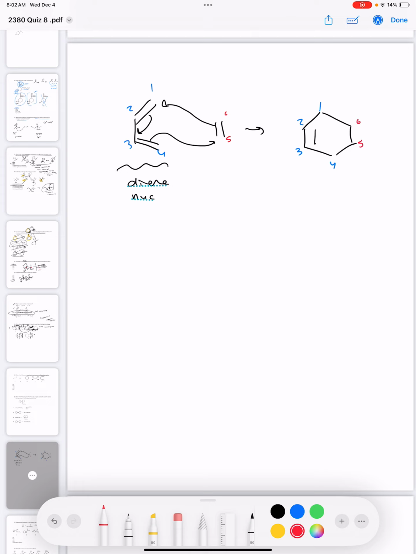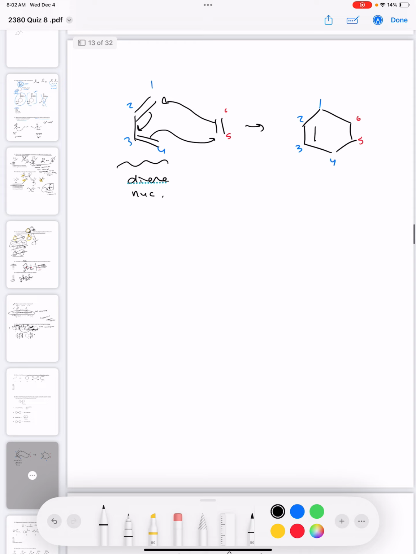That helps me just keep track of what's going on. So since this is the nucleophile, more electrons are better. So more electron density is better. And then over here, this is the electrophile. It's called a dienophile because it wants a diene. So more electron withdrawing groups, less electron density is better here.